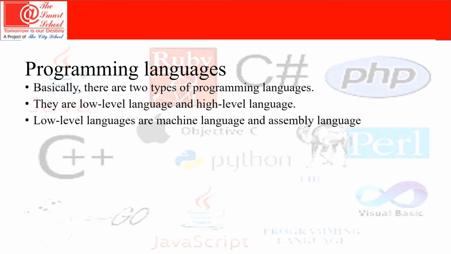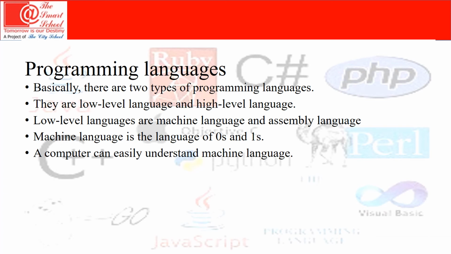Low-level languages are machine language and assembly language. Machine language is the language of zeros and ones. It is also called binary language. A computer can easily understand instructions written in machine language because a computer can easily identify zeros and ones and their various combinations.